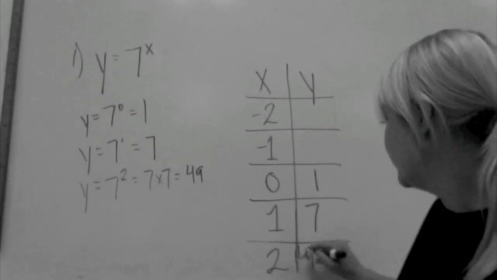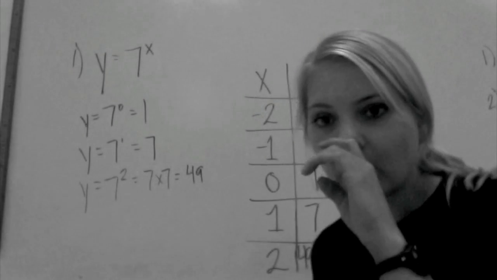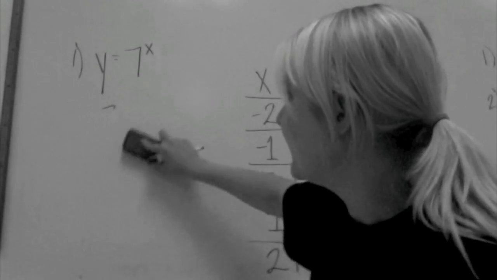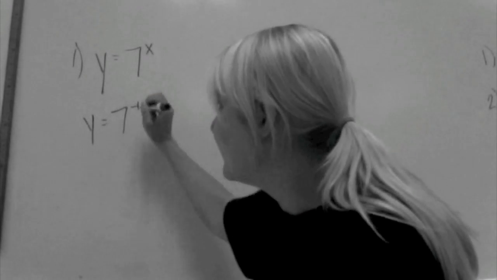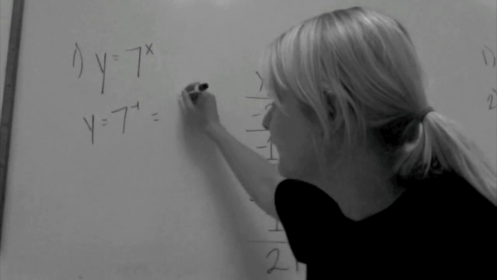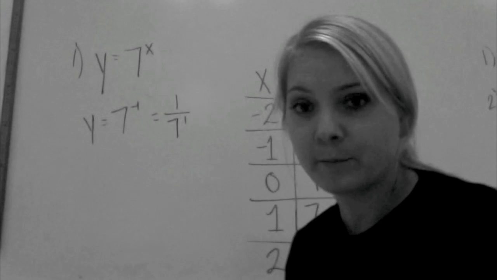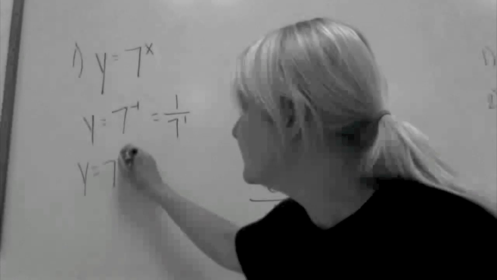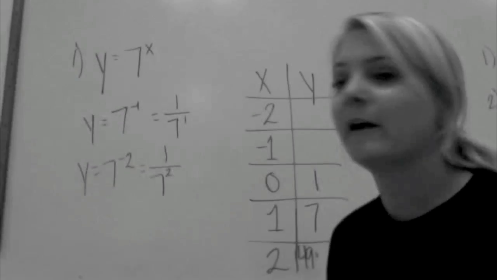All right, the reason why I want to go over those is I want to take a look at when we have negative exponents, just to go over that concept a little bit more in detail. So when we have an x value of -1, we get y equals 7 to the power of -1. When you have a negative exponent, we can rewrite this expression as 1 over 7 to the power of +1. The same goes true when we have y equals 7 to the power of -2. We can rewrite that expression as 1 over 7 to the power of 2.